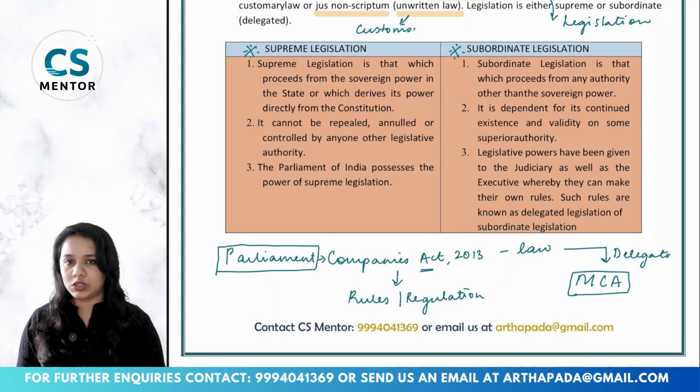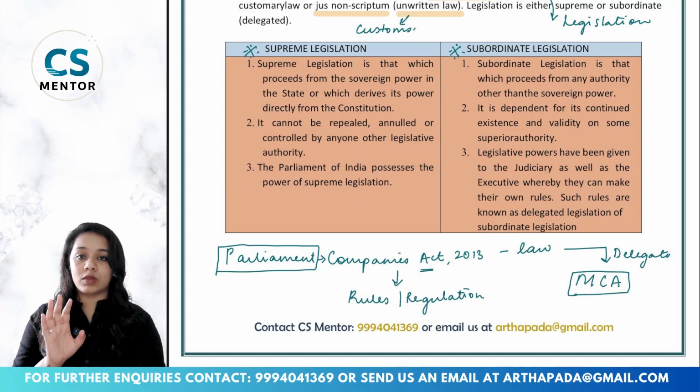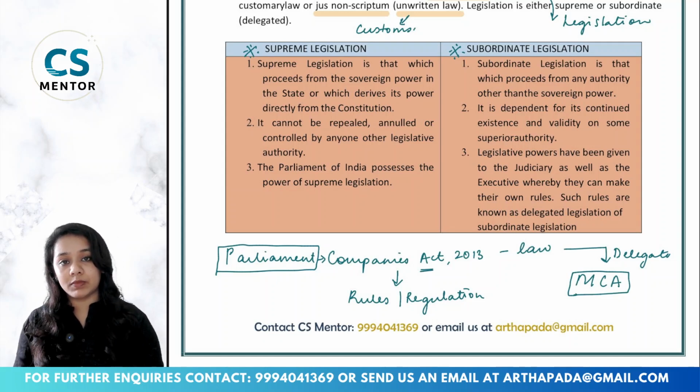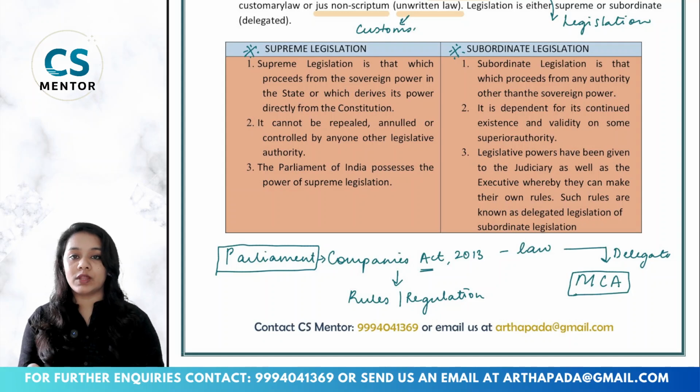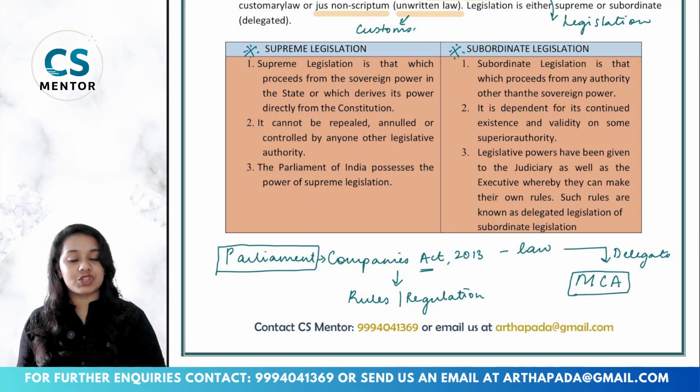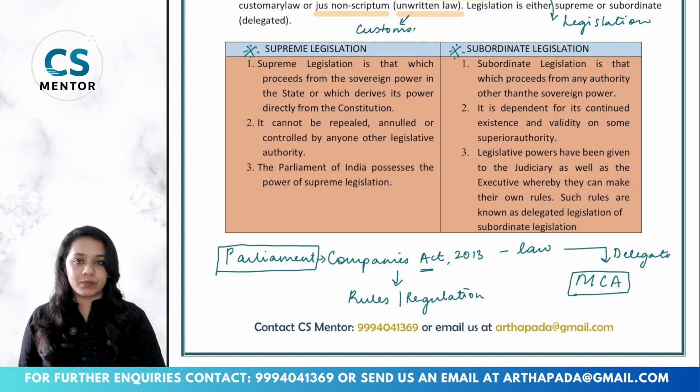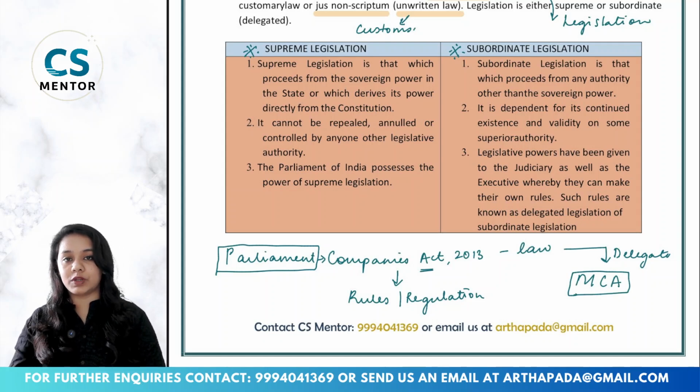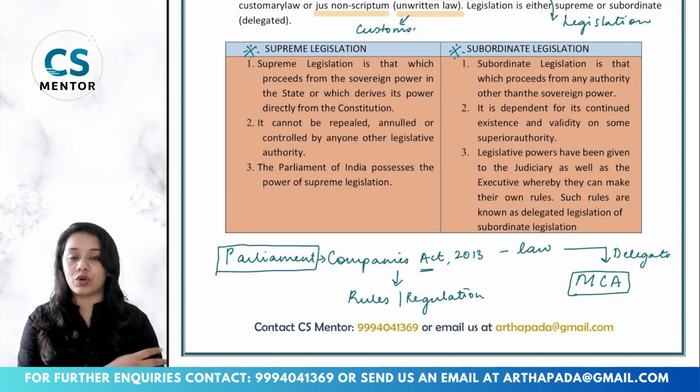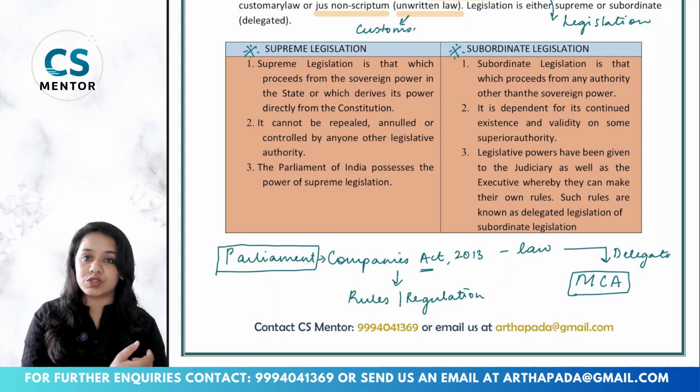Now, this is still not clear because is every law made by Parliament a supreme legislation? Well, mostly the answer is yes. Is every law made by the Ministry of Corporate Affairs a delegated legislation? The answer is no, because this is only an example. So, for this, we need to try to understand: if Parliament makes a law, it's supreme. If someone else makes the law, is it always subordinate? Can that also be supreme?